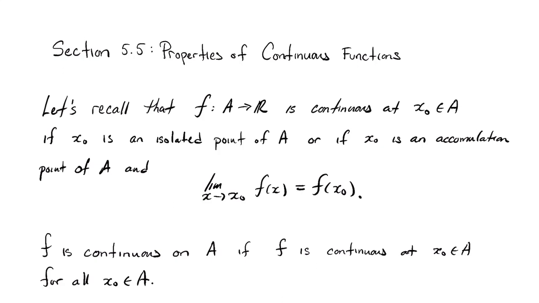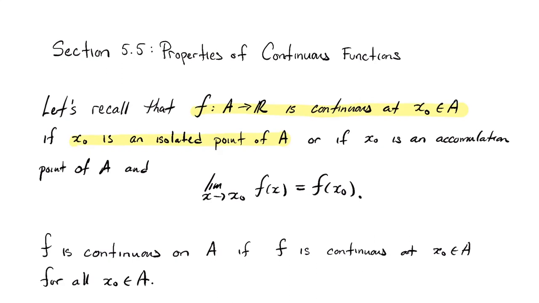Let's start off by recalling what we mean by a function on a subset A being continuous. Like I just said, if the input x0 that we're looking at is an isolated point, then by default f is continuous there. Or if you want to use the epsilon delta neighborhood definition of continuity, if x0 is an isolated point, there's some delta neighborhood in which x0 is the only point. So the continuity happens automatically.